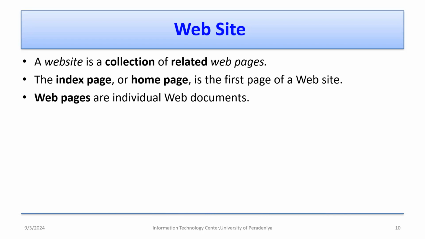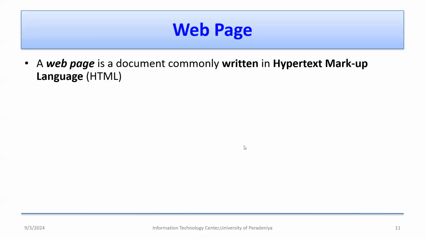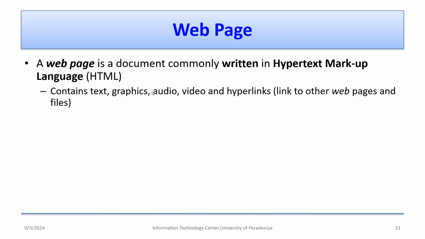Web pages are individual web documents. For example, this is the IT center website. There are a number of websites in the world. A web page is a document commonly written in hypertext markup language, or in short form, HTML, which contains text, audio, video, and links to another website. These resources we call hyperlinks.